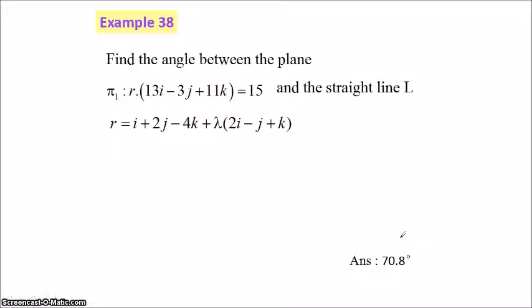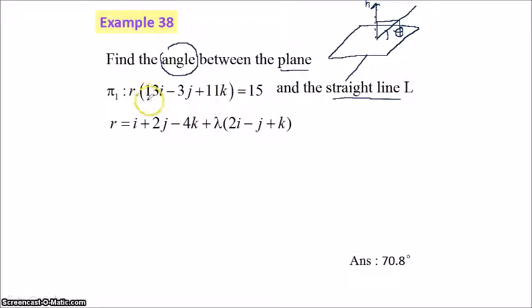Move on to example 38. Find the angle between the plane and the straight line. Remember what I told you before. When we draw a plane, we have a normal vector and also a line. The line contains a vector, and the normal line is perpendicular to the plane. But we only find the theta, so you need to subtract from 90 degrees. This is the same formula. We need to detect where our vectors are.